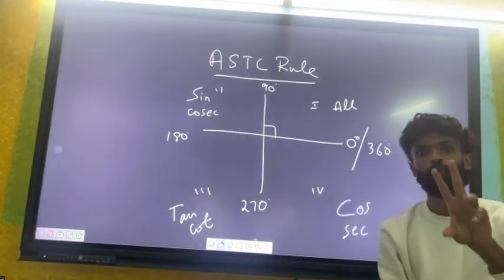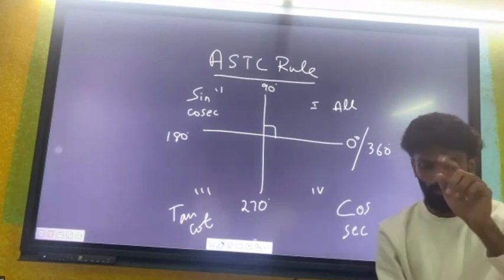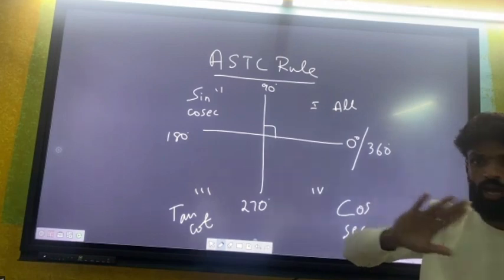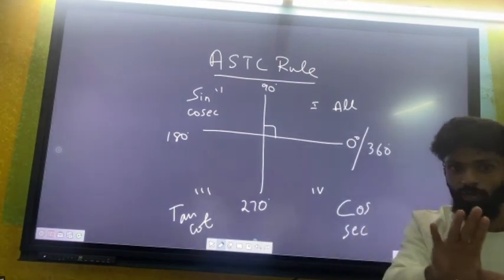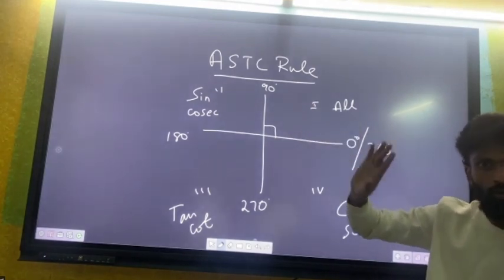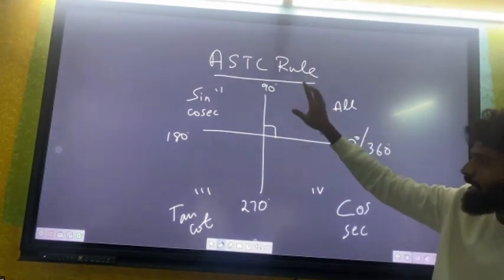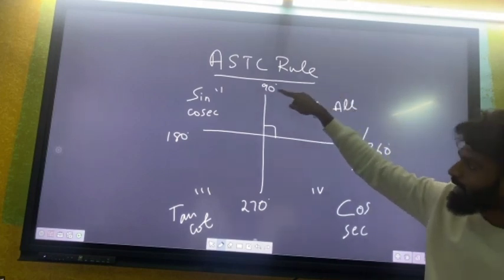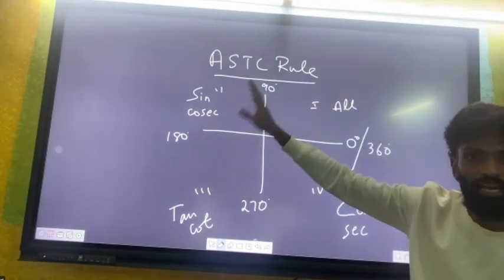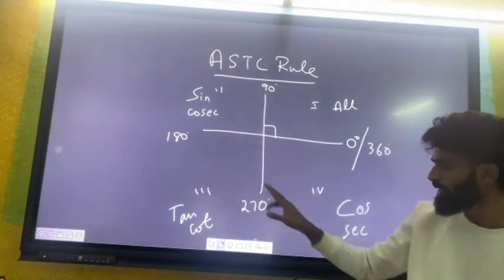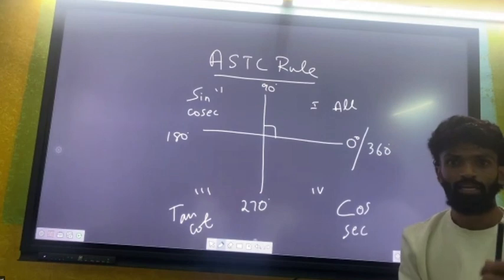Now, there are 2 ways to remember the first quadrant. Focus only on the first quadrant here. Can I tell all the angles lying between 0 and 90 come under the first quadrant? Agree? Why? Because from 0 to 90, I am playing around in this area. Now focus. 90 to 180, whatever angle is there, it comes under the second quadrant. 180 to 270, third quadrant. 270 to 360, the fourth quadrant. That is how it works.